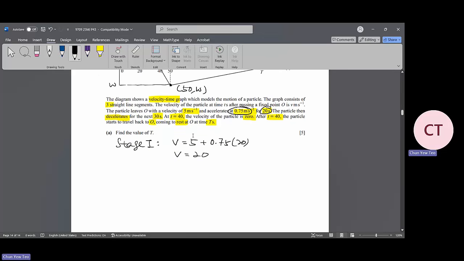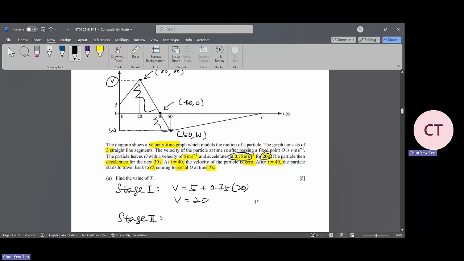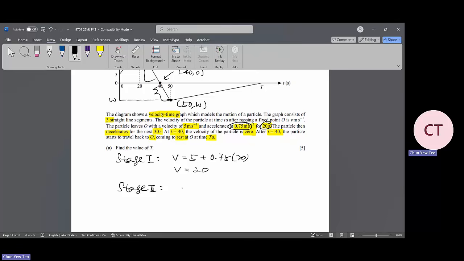Okay, so stage 2. I think we can do it like this. In stage 2, the gradient for this portion and the gradient for this portion are the same. So the gradient will be 0 minus 20 over 40 minus 20 equals W minus 0 divided by 50 minus 40. So you will get -1 equals W over 10. So W is equal to -10.